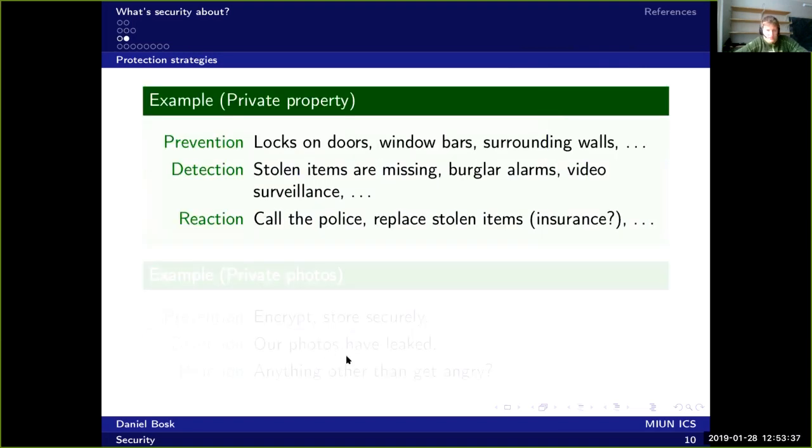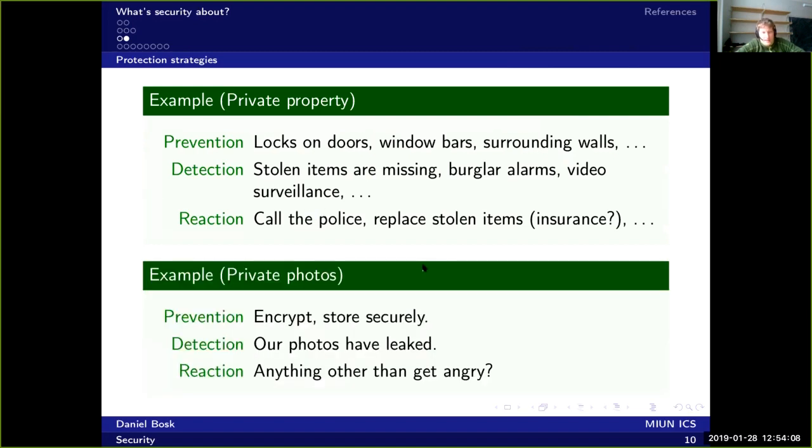For instance, private property is a good example. We have prevention, which means we have locks on doors, window bars and surrounding walls. Detection would mean that we see that items are missing, or we have burglar alarms or video surveillance. And the reaction part is, of course, that we call the police and possibly replace the stolen items, possibly by insurance.